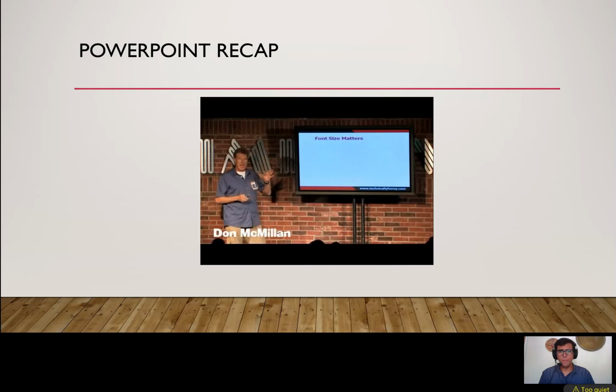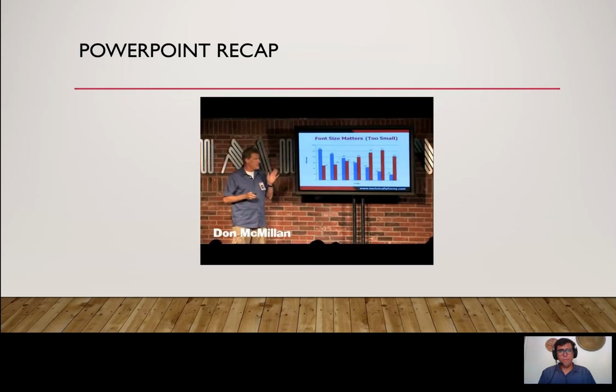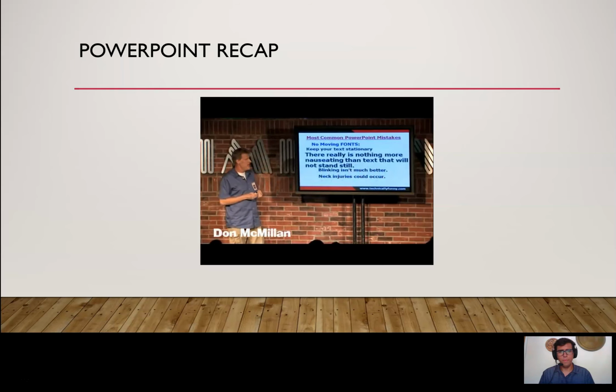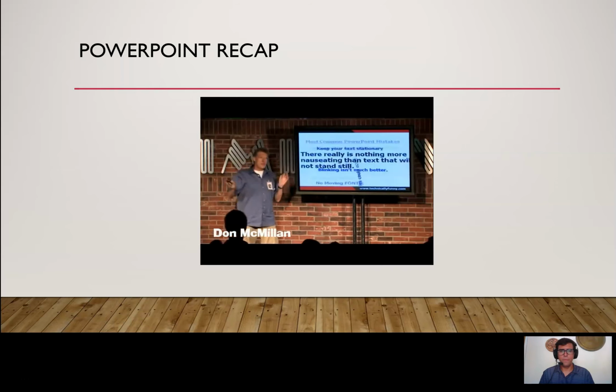Second most common, font size is important. Size matters. Too small, and that's not good for anybody. On the other hand, too big, and you're looking like a moron. You just look like an idiot. Don't have your fonts moving. Keep your text stationary. There's nothing more annoying than text that does it. Blinking, don't have it blinking. Don't have it spinning. Don't have stuff flying around the screen. You drive people with ADD crazy. They're just like, oh, what's happening? Oh.